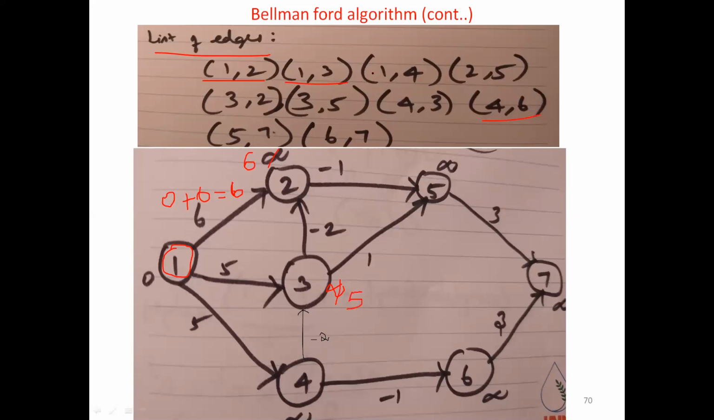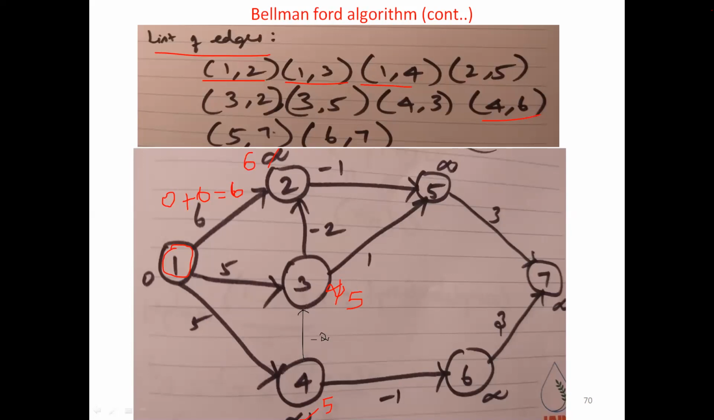Next, I am removing 1 comma 4. 1 comma 4 is this one. So 0 plus 5. Already it was infinity, so I am making it 5. Fine. Next, I am removing.